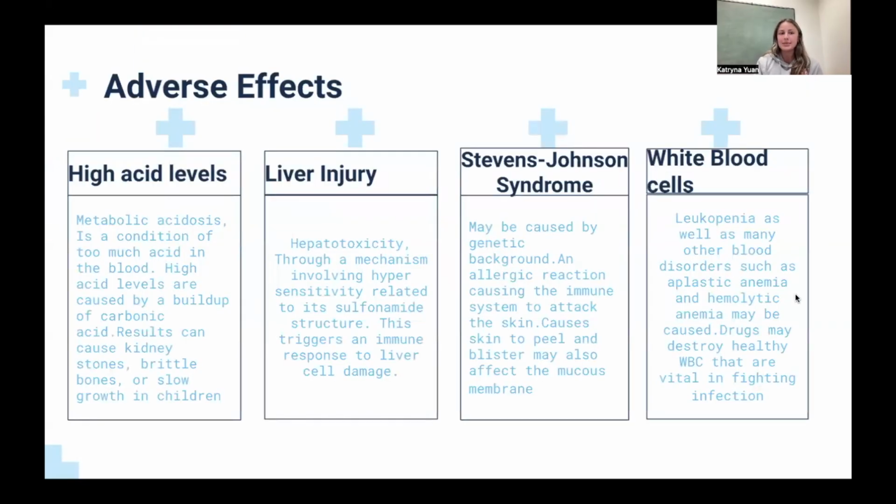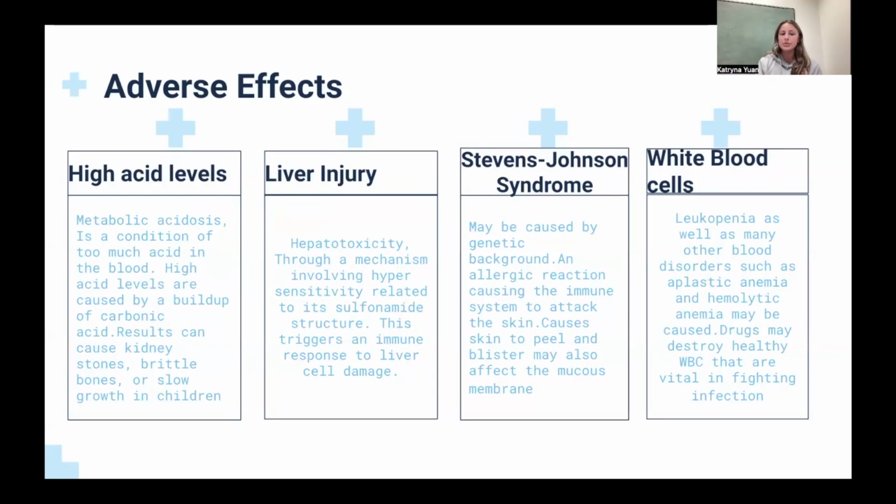Okay, and then next I'm going to be talking about the side effects of acetazolamide. So there are many adverse effects. The main four would be high acid levels, liver injury, Stevens-Johnson syndrome, and then white blood cells. High acid levels, also known as metabolic acidosis, is a condition where there's too much acid inside the blood. It can be caused by a buildup of carbonic acid and can result in kidney stones, brittle bones, or even slow growth in children.